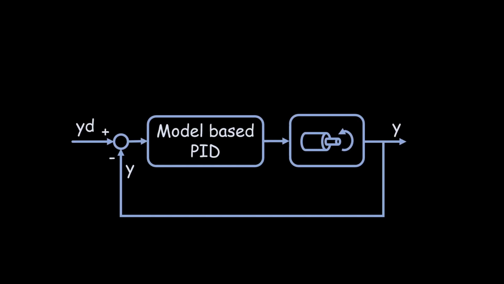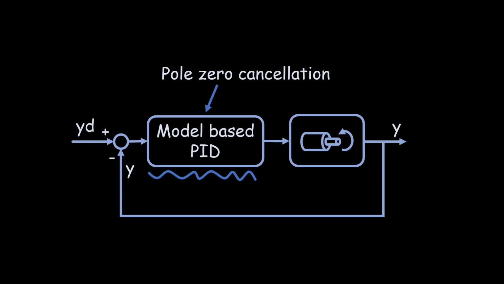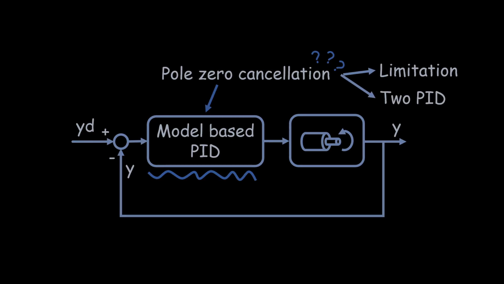In the previous video, we used a model-based PID to control the motor. In fact, we used the PID controller designed with the Pole Zero Cancellation method. In this series of videos, I will introduce what Pole Zero Cancellation is, discuss the typical limitations of this approach, and introduce two common PIDs designed with Pole Zero Cancellation.